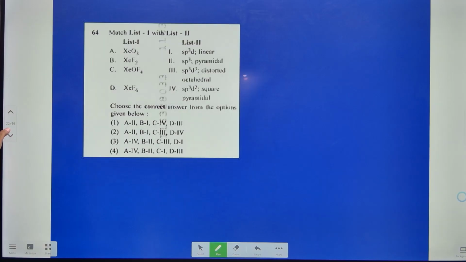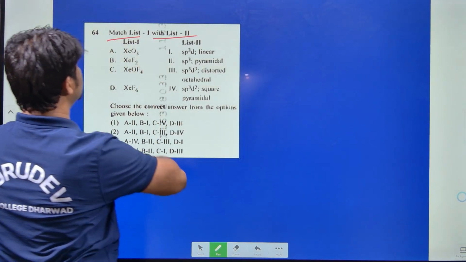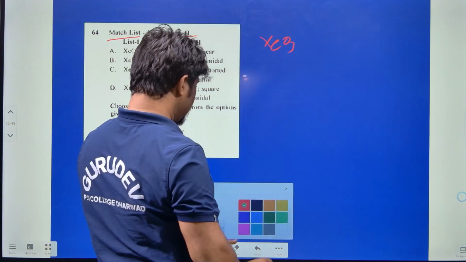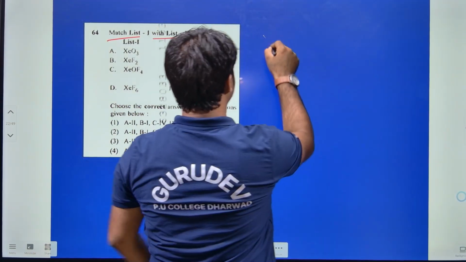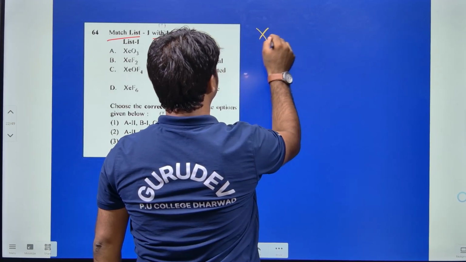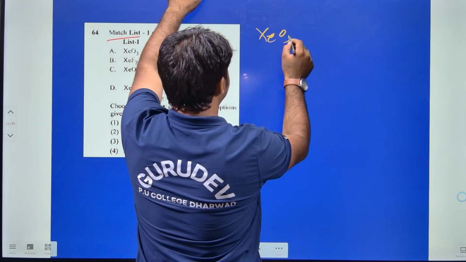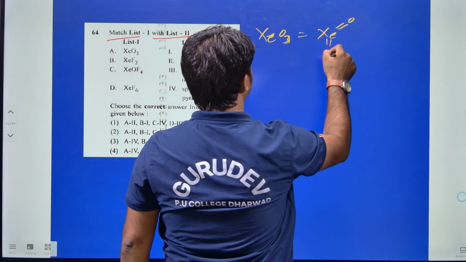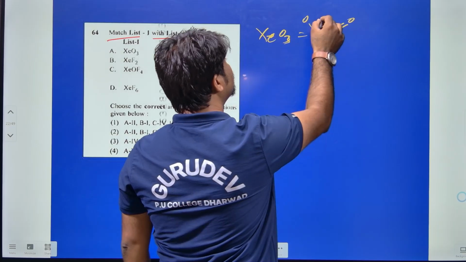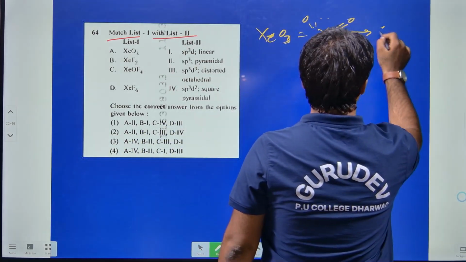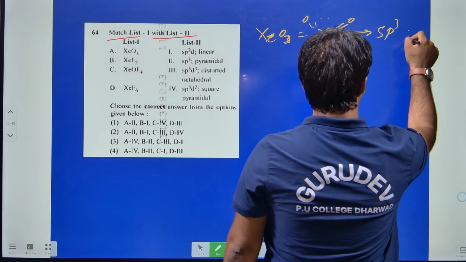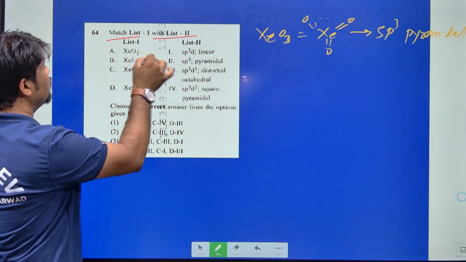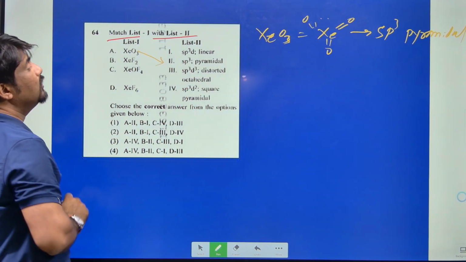Well, dear, go to the next problem then. Match list 1 with list 2. List 1 has XeO3. In this XeO3 molecule, xenon has 3 double bonds with oxygen and a lone pair of electrons. Because of this, it undergoes sp3 hybridization with pyramidal geometry. Hence, it matches with option 2.